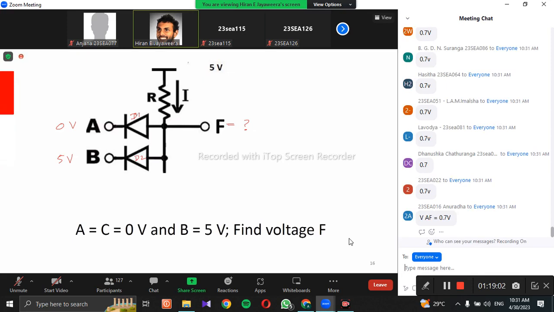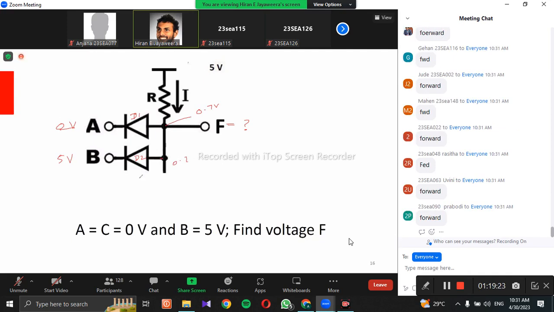So let's progress. Consider diode D1. What's the biasing of D1 diode? It's forward bias, so since you have 0 volts here, you expect 0.7 volts here. So with the 0.7, you have 0.7 here and 5 volts here. What's the biasing of D2 diode? It's reverse bias, so it's an acceptable situation. So this is 0.7 volts. Right?